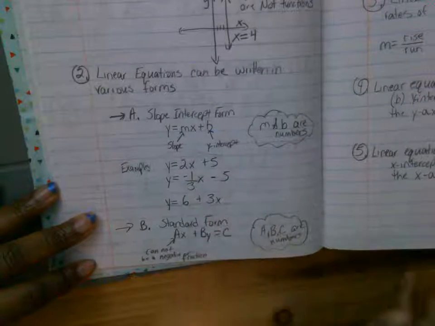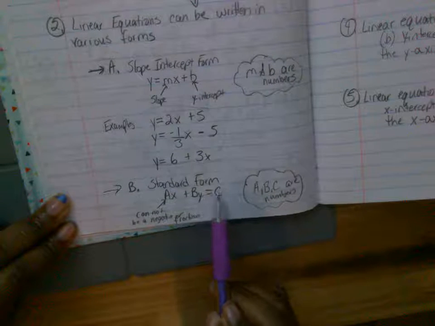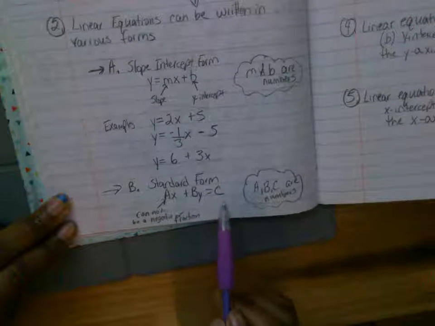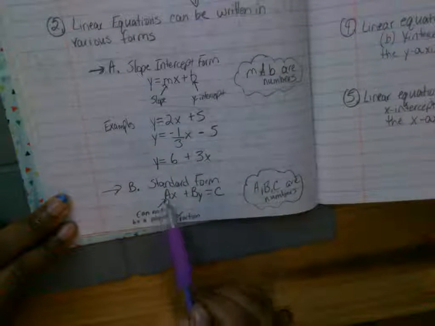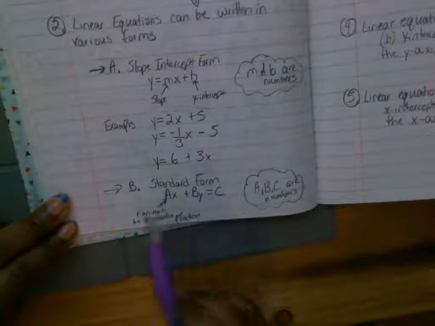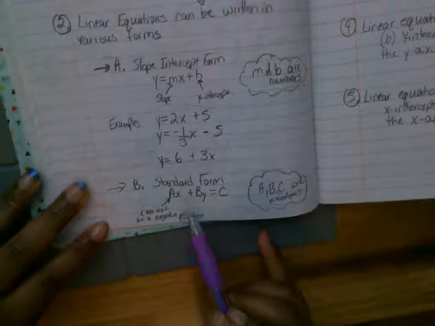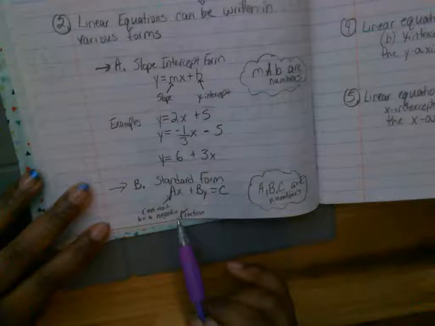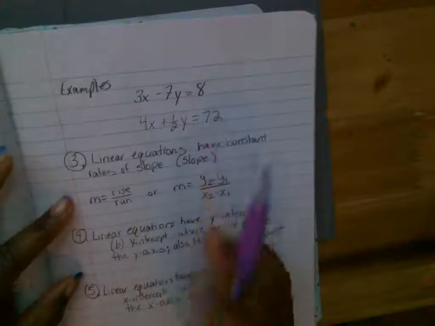The standard form is where you have your x term plus or minus your y term equals the number that has no variable attached to it at all, last. This first number cannot be a negative or a fraction. Just because it may not be written in standard form doesn't mean it's not a linear equation. It just means it's not written in standard form. Examples of what that looks like.